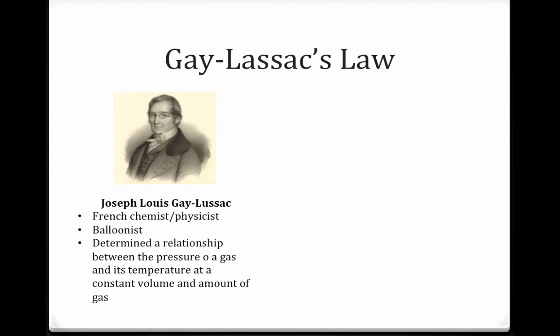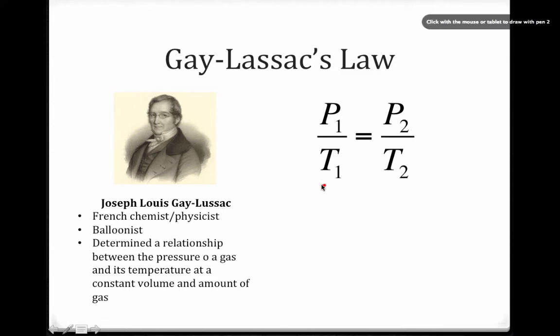Again, gases and buoyancy were very interesting to these guys as they were trying to discover the secrets of flight, basically. In the Gay-Lussac Law, he found the relationship between the pressure of a gas and its temperature, again assuming constant volume and constant quantity of gas itself. His equation, very similar to the last one, is P1 over T1 equals P2 over T2. Again, we have our before and after scenario, so we can calculate how a change in pressure would affect the temperature of a gas, or a change in temperature would affect the pressure. And just like before, we have to make sure that our units match.